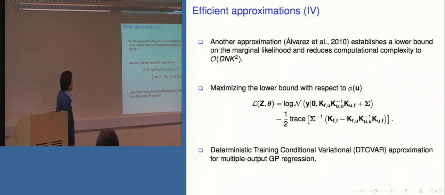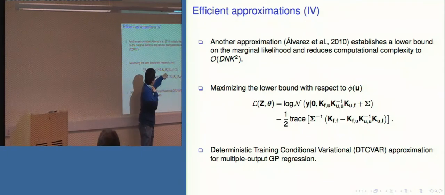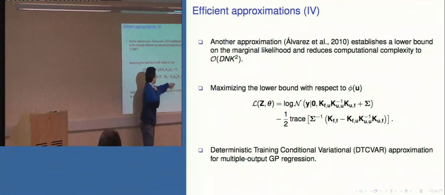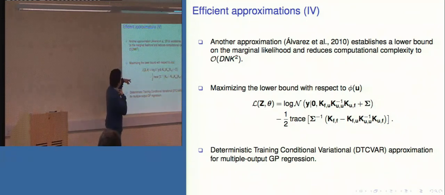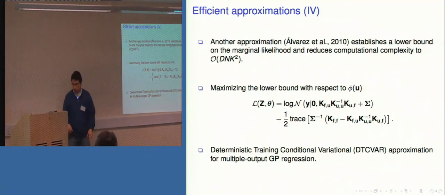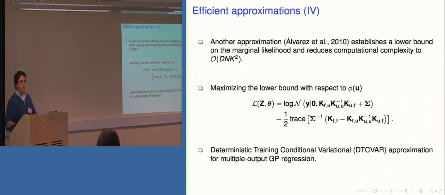Another way of doing it is to use this lower bound, which you see has a low rank approximation for the covariance matrix, and then this trace term, which penalizes the approximation. This is derived trying to find the posterior over the vector u. Yeah. So there is also a paper about that. Okay. Any question? So that's like the general background.